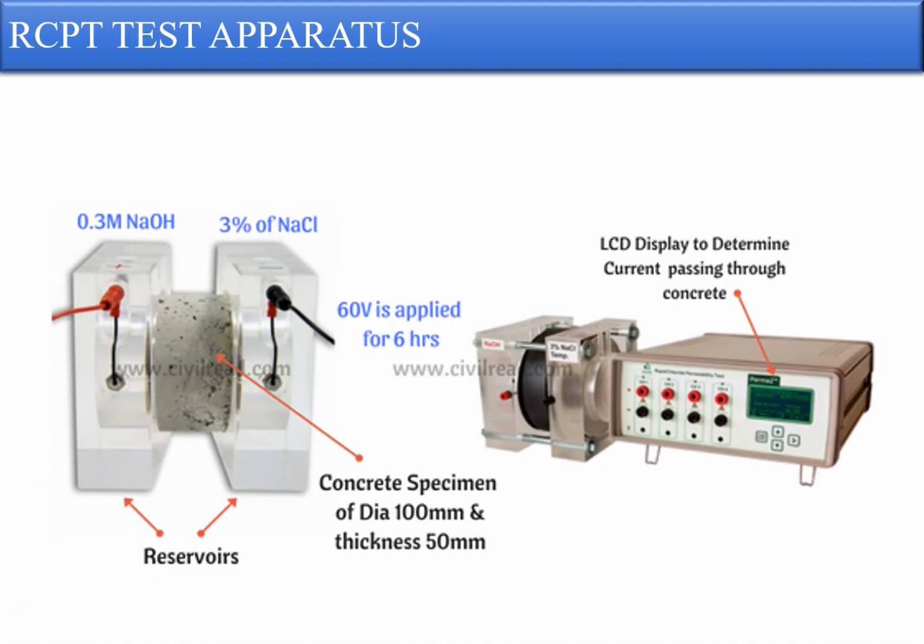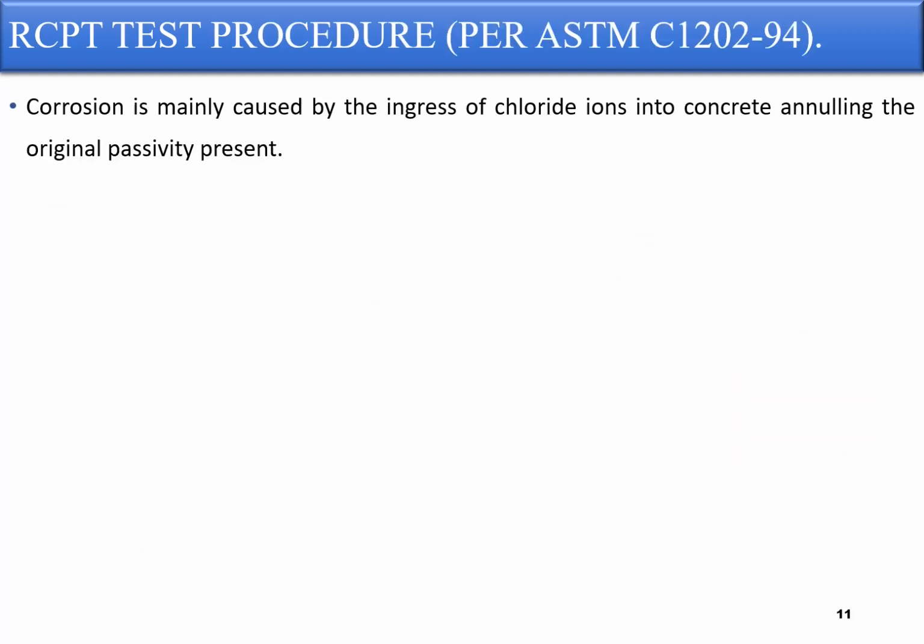So this is a typical arrangement with 0.3 molar sodium hydroxide and 3% sodium chloride on both sides with a reservoir. Then the concrete specimen of 102 millimeters diameter and 50 millimeter thickness is placed between the two, with 60 volts of DC applied for a duration of 6 hours, which is measured on an LCD display to determine the current passing through the concrete. So the RCPT test procedure, if you see, is conducted as per ASTM C1202.